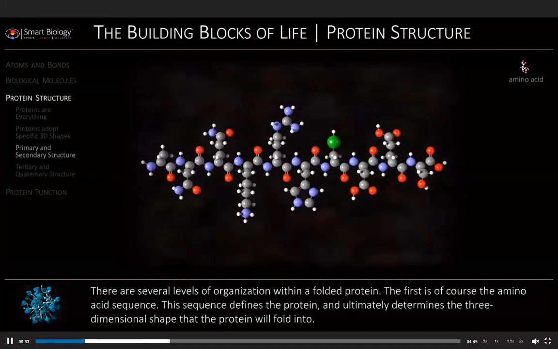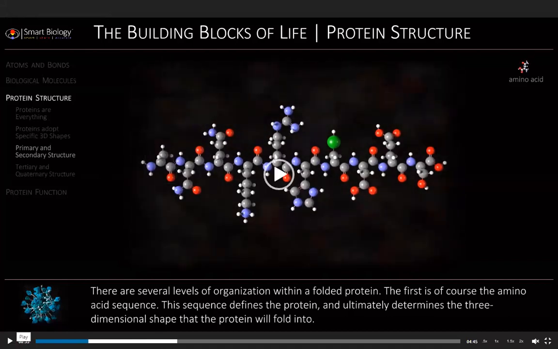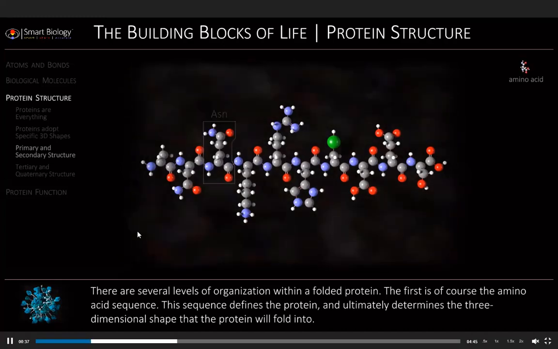So there are several levels of organization within a folded protein. The first is, of course, the amino acid sequence. This sequence defines the protein. Every single protein is defined by its amino acid sequence, and that makes perfect sense, because once you know the amino acid sequence of a protein, we can predict how it will fold. There are many free prediction programs where you can enter the amino acid sequence and predict how the protein will fold. It ultimately determines the three-dimensional shape that the protein will fold into.